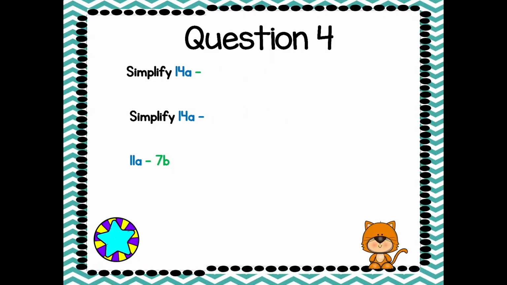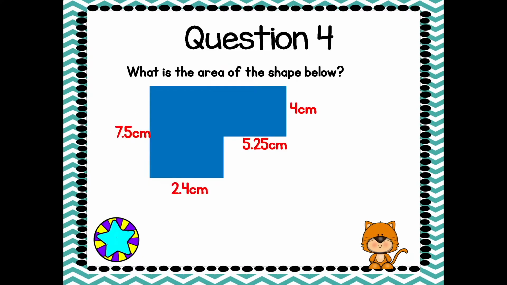Question 4. What is the area of the shape below? Area is the space inside a shape. In this shape, the measures are not subject to scale. The shape below is compound, which means it's made up of, in this case, two other shapes which are rectangles. Each rectangle has been colored differently.